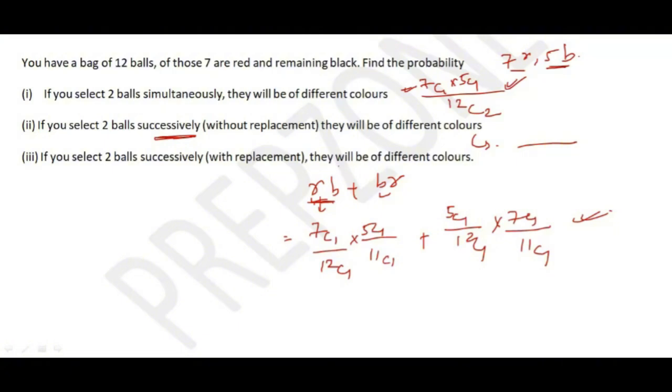Now in the third, you are actually replacing. So the only thing that will change here is instead of 11 it will be 12C1, because whichever ball you picked, you put it back. So the second time you have 12 balls. That's the only difference, and this becomes my answer to part number 3. Then let's do a very different type of question now.